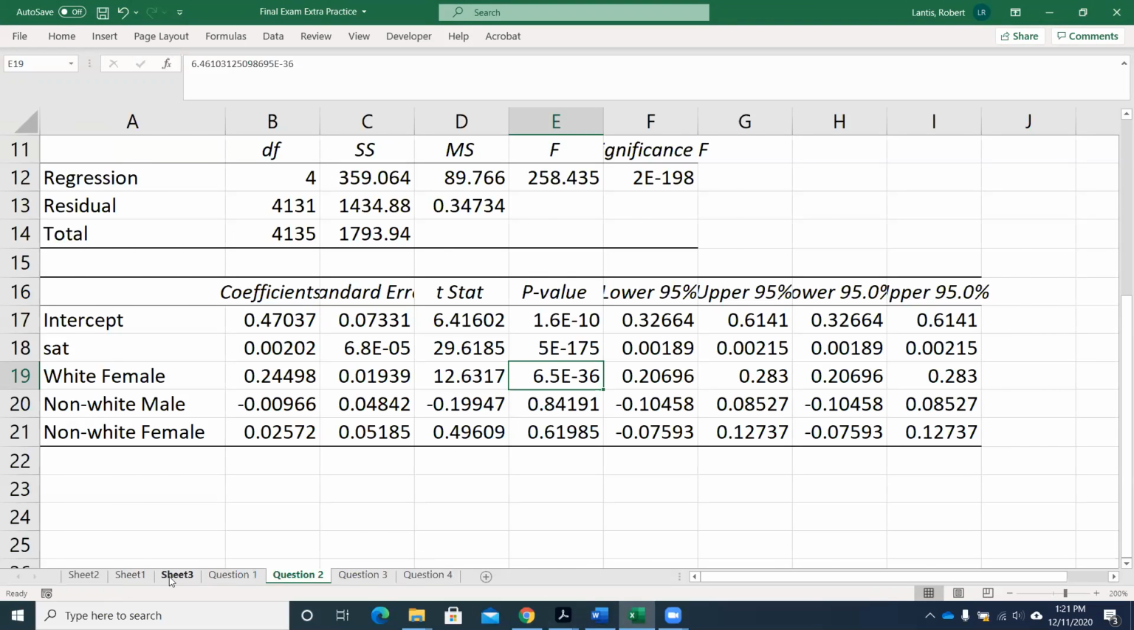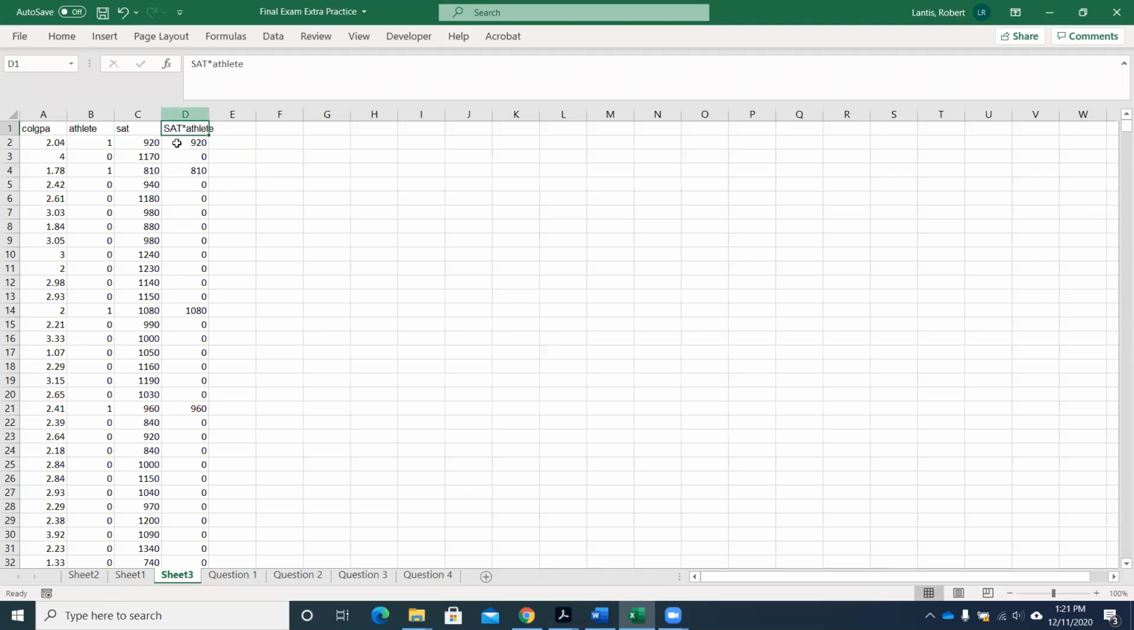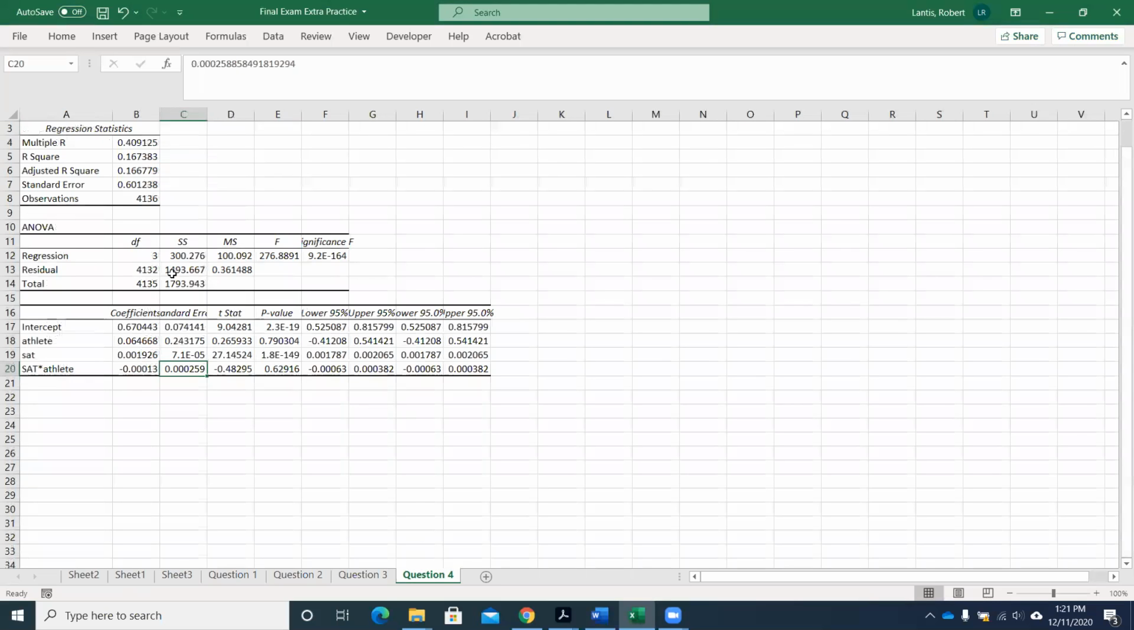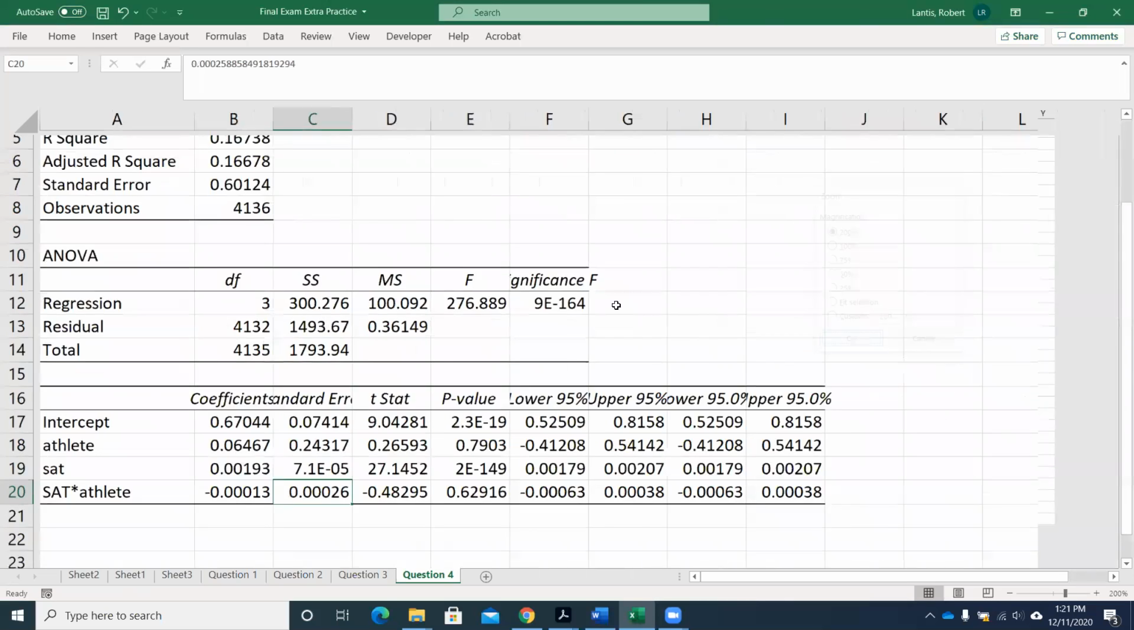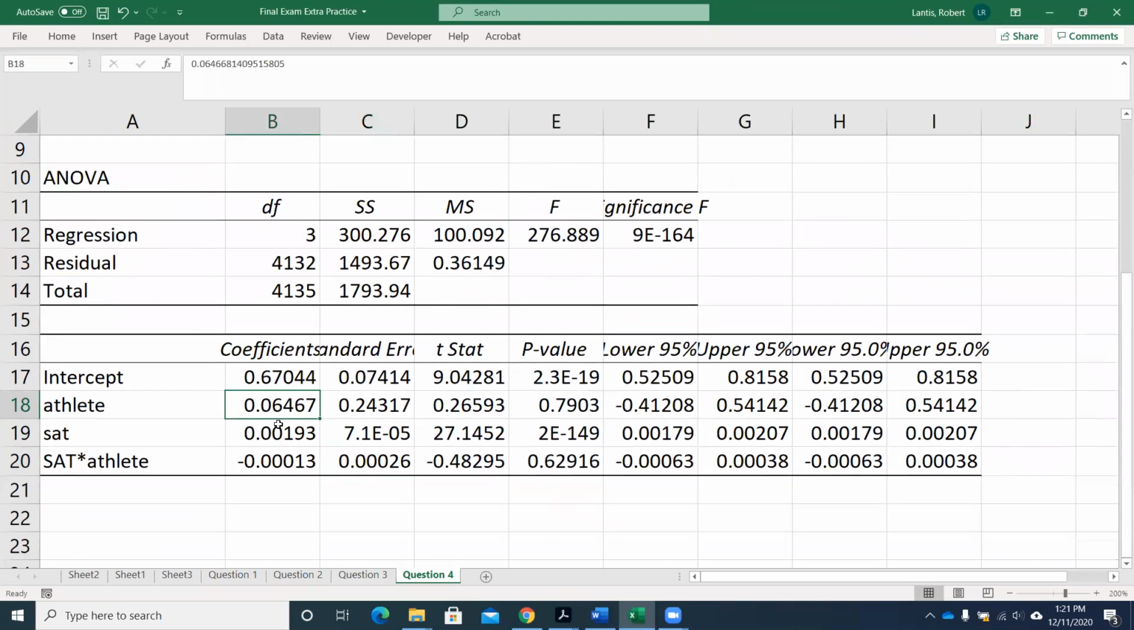So I included on sheet 3 this additional column, which was just SAT times the athlete variable. Then I run a regression using these 3 independent or X or right-hand side variables, and I get this output, right? If I zoom in on this so we can see it easier, my SAT score variable is pretty similar to what it was before. For every additional point I get on the SAT score, it predicts GPA will be about 0.002 or 19 higher.